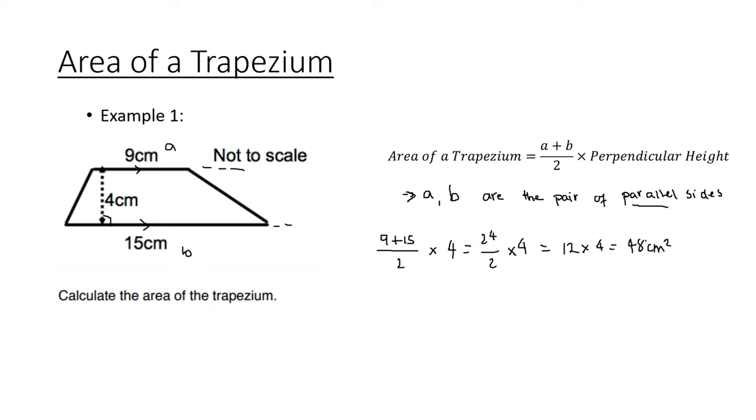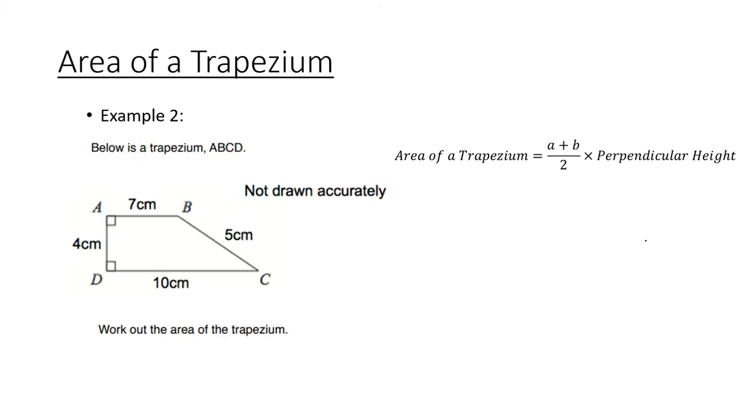Remember to copy these examples as we're going along. Pause if you need to. Example 2. So we've got below a trapezium, A, B, C, and D. So they've labelled your corners. Work out the area of this trapezium.